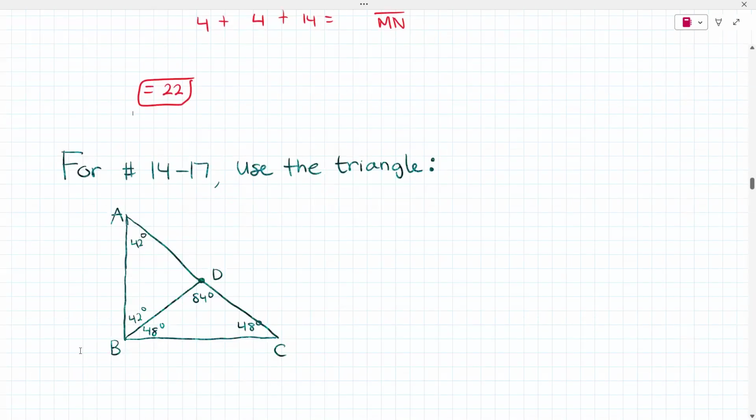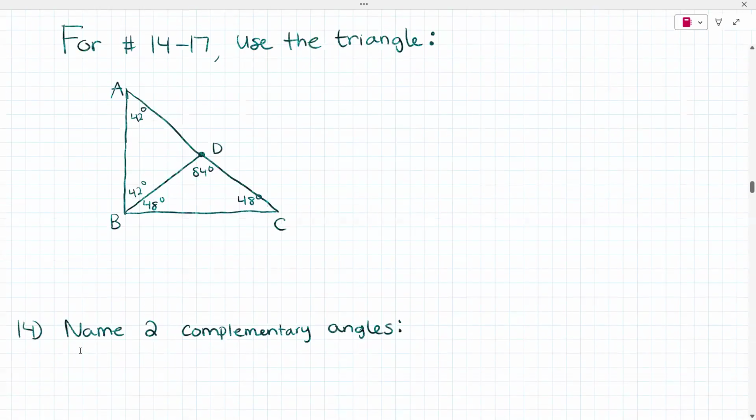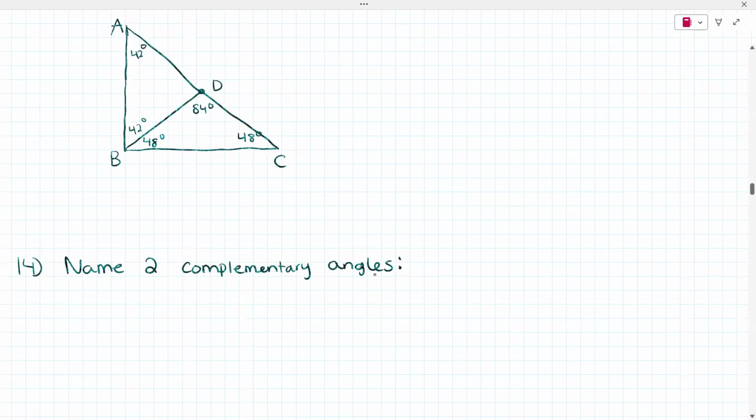Okay, let's move on to numbers 14 through 17. For 14 through 17, use a triangle. Name two complementary angles. So here you have two different triangles. We need two complementary angles. Complementary means exactly 90, right? So it also has to be adjacent. So adjacent angles sum up to 90.